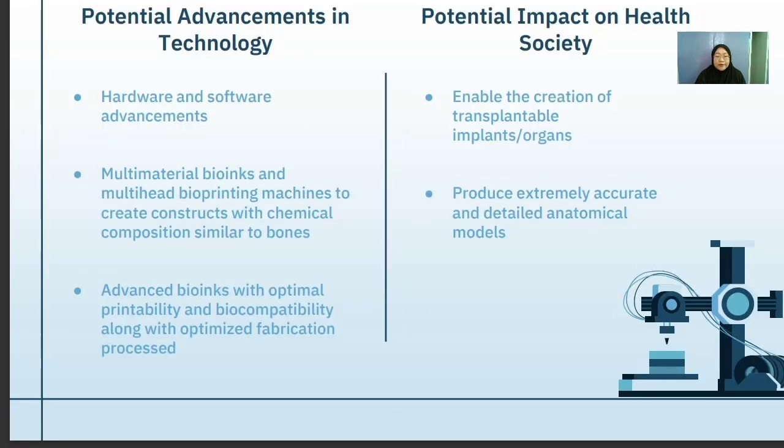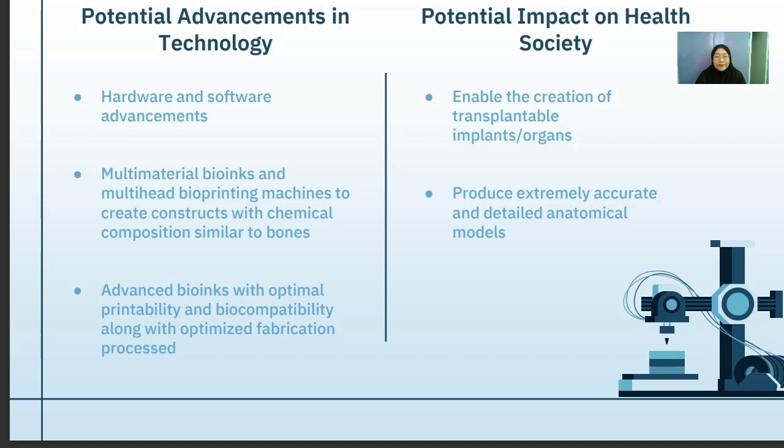The potential advancements in technology of 3D bioprinting bone. First, hardware and software advancements. Second, multimaterial bioinks and multi-head bioprinting machines to create constructs with chemical composition similar to bones. Third, advanced bioinks with optimal printability and biocompatibility along with an optimized fabrication process.